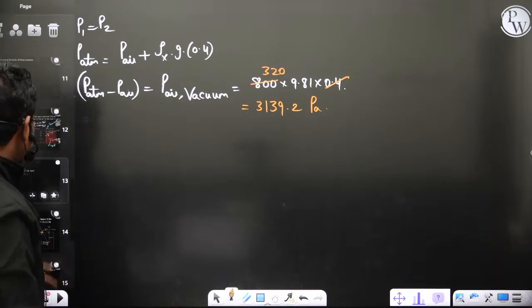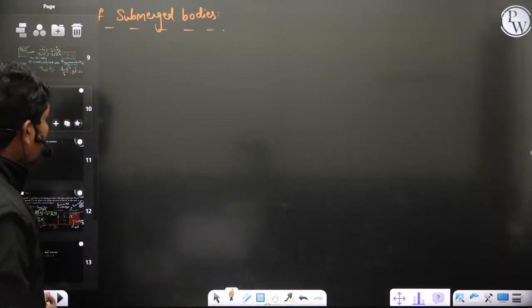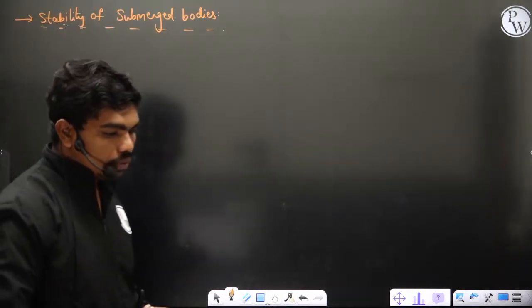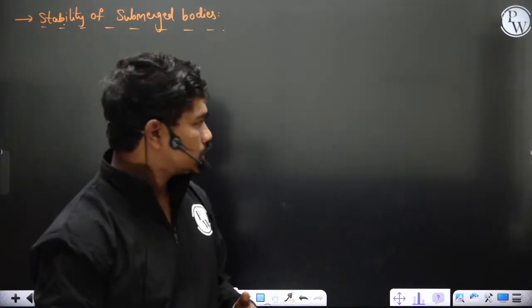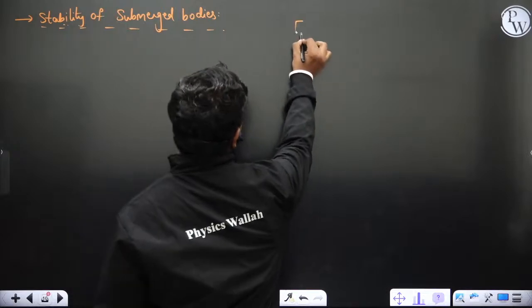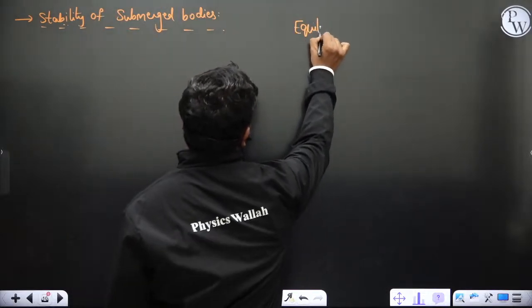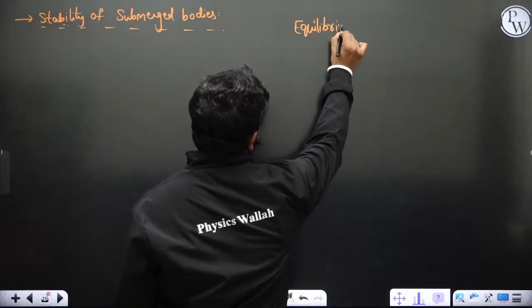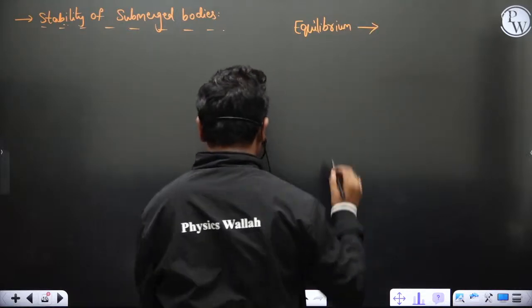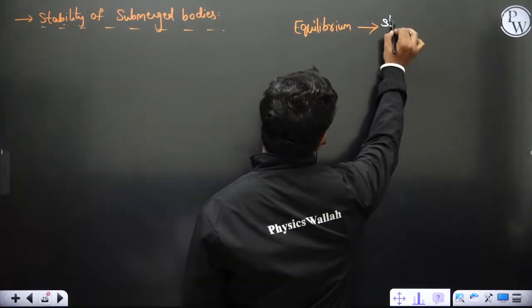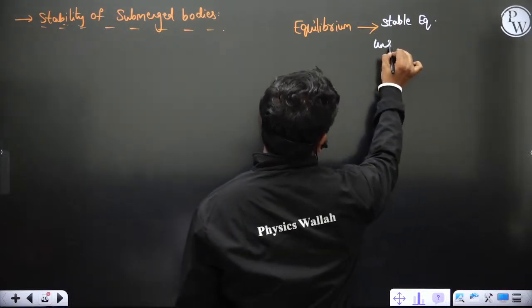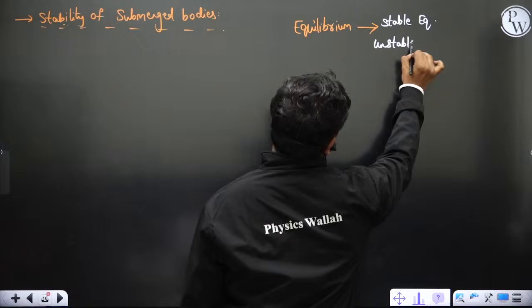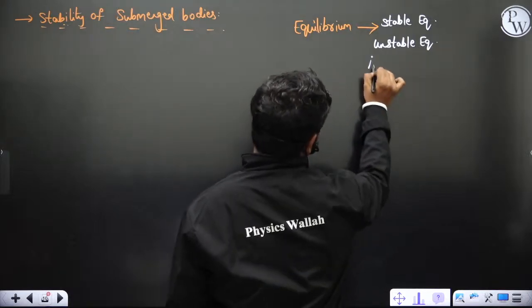I mean the next concept actually here, stability of submerged bodies. Now what is stability or stable equilibrium of submerged bodies actually? So you know equilibrium is basically of 3 types. Equilibrium of bodies is under 3 classes: stable equilibrium, unstable equilibrium, and also neutral equilibrium.